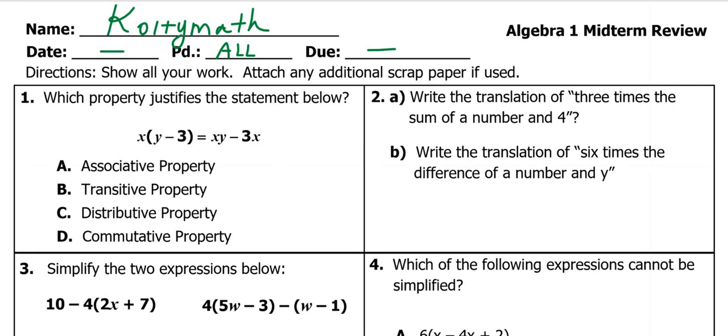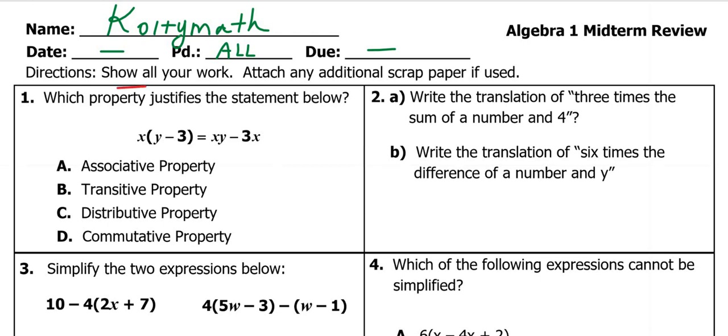Which property justifies the statement below? X times parentheses y minus 3 is equal to xy minus 3x. Our choices are A, associative property, B, transitive property, C, distributive property, D, commutative property. There's a lot of vocabulary involved here, so let's take a look at our statement.